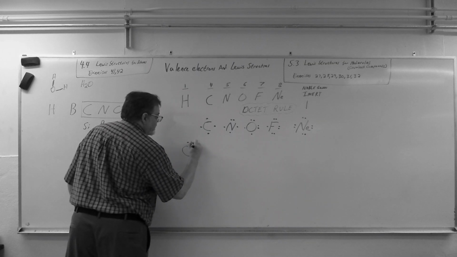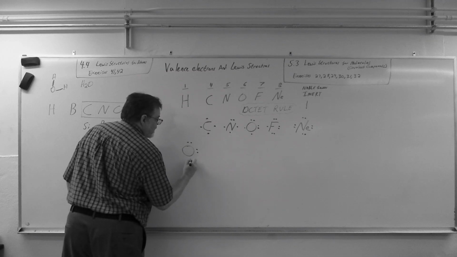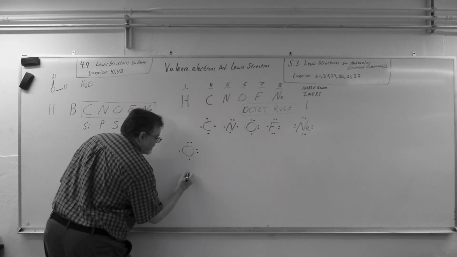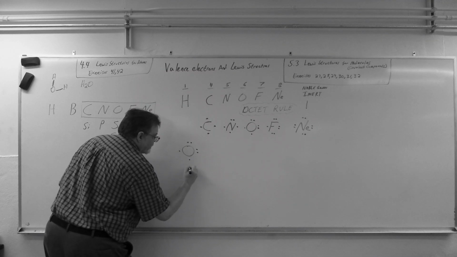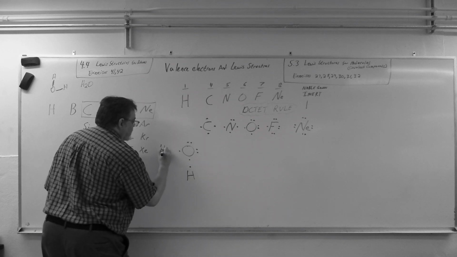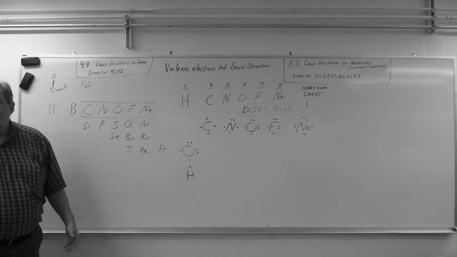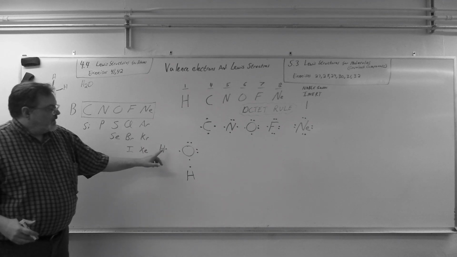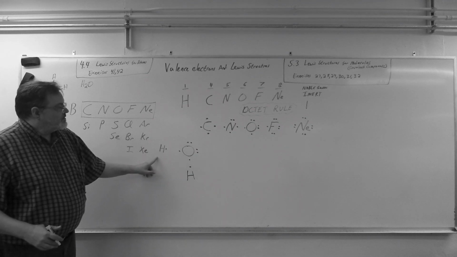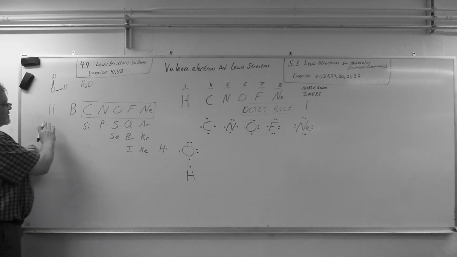Here is the Lewis structure for oxygen. I'll draw the Lewis structure for hydrogen here and here. Here's the key to covalent compounds or covalent bonding. The hydrogen is an exception to the octet rule. It's only ever going to have 2 electrons total.